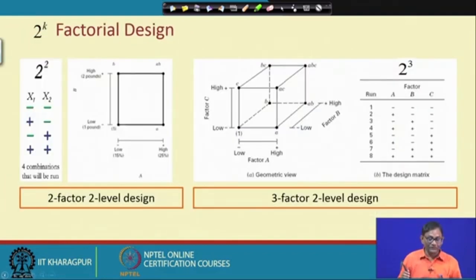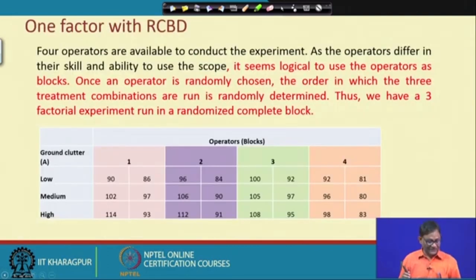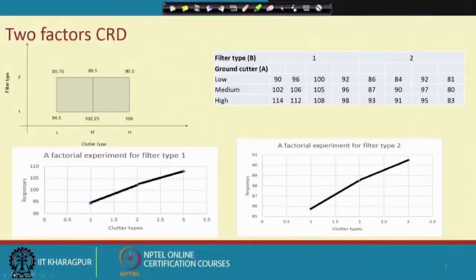Then I will go to the one factor RCBD, then we'll see two factors. So, first I explained one factor completely randomized design, then I explained one factor with blocking. Now, we are saying that another design, two factors completely randomized design. You have seen in this example that ground clutter and type of filter are two controllable factors.